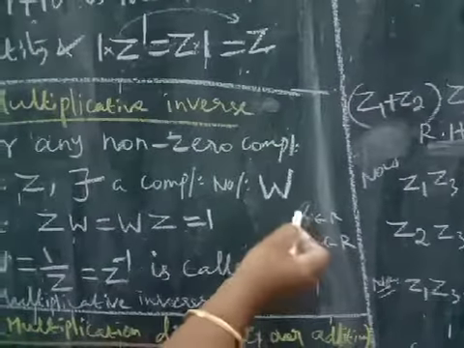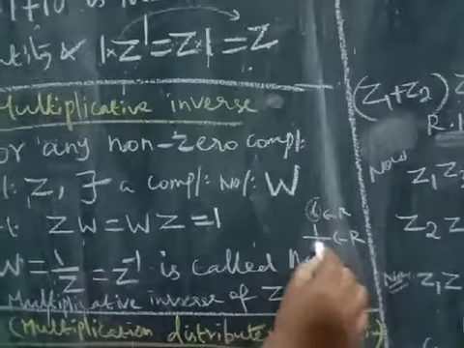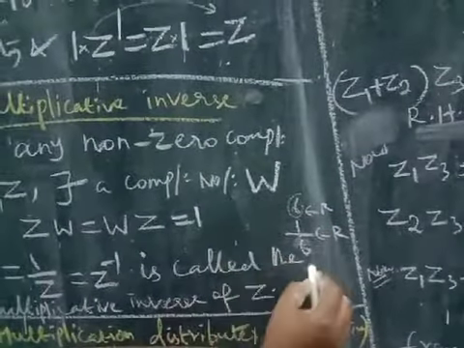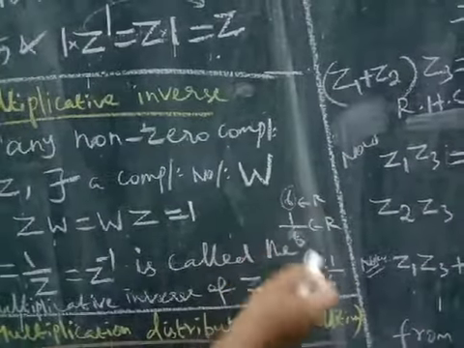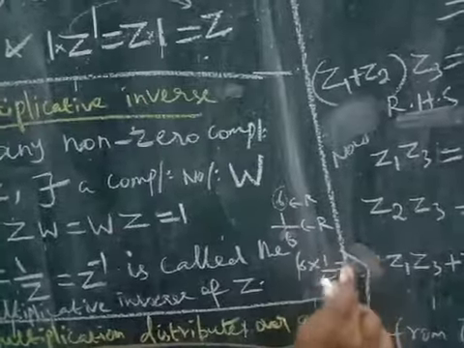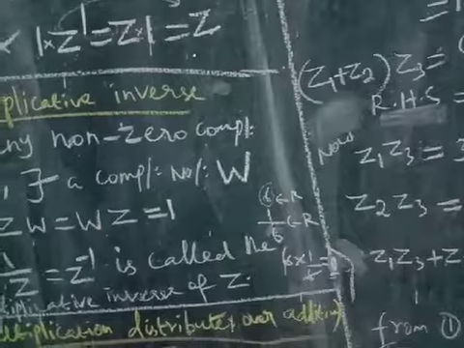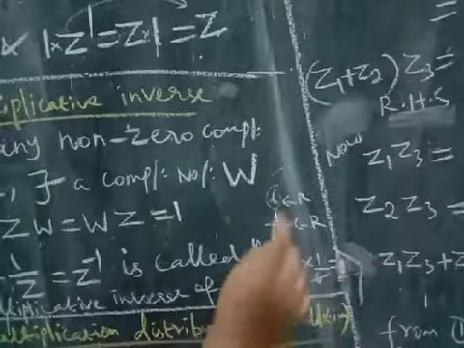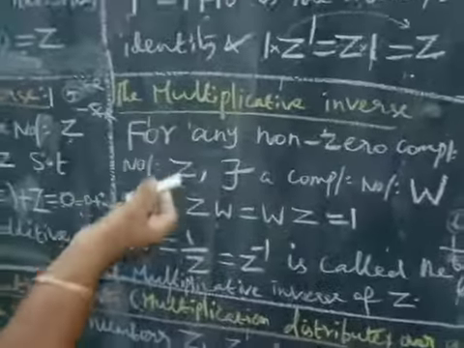So, if you take 6 belongs to R, then the inverse 1 by 6 also belongs to R. Now, if we multiply these two, a number and its inverse, what will we get? 1. What is this? This 1 is nothing but the multiplicative identity. So this is generally in real numbers. Now we are going to see it in complex numbers.